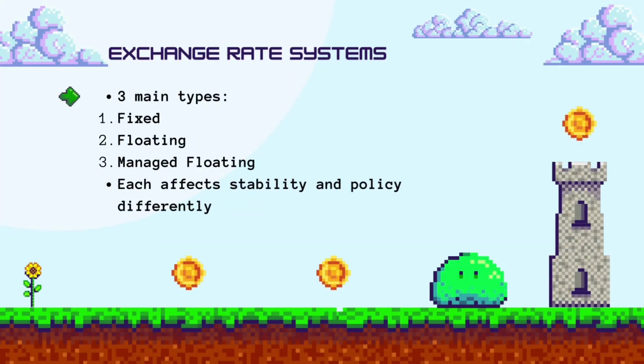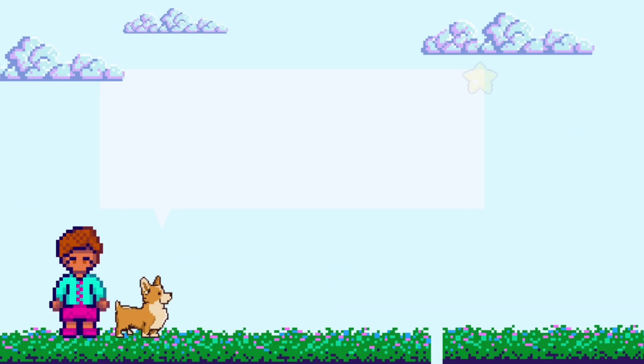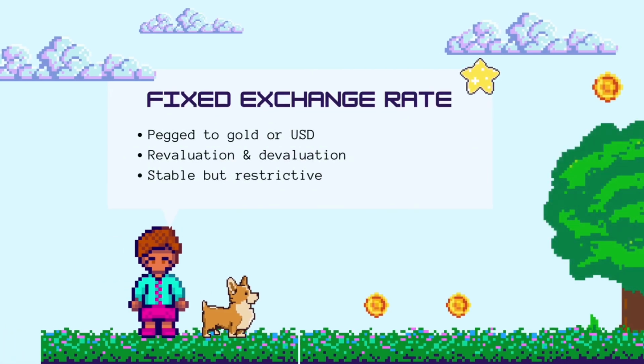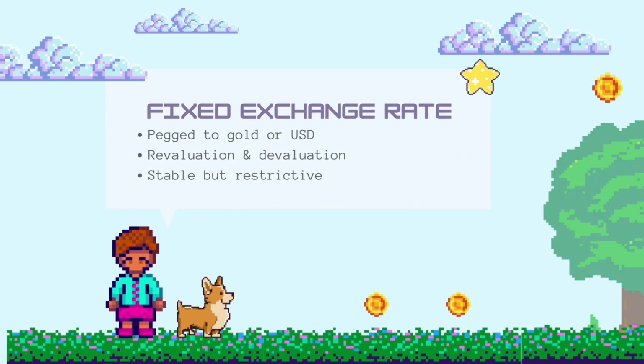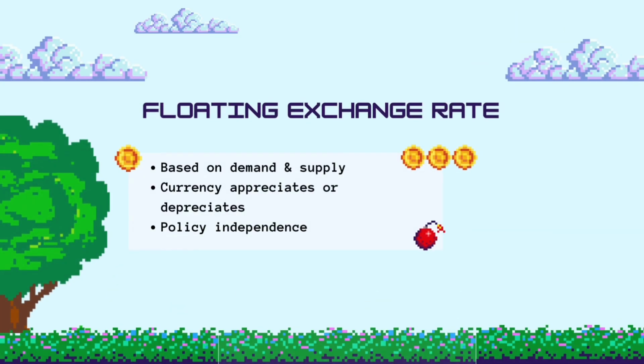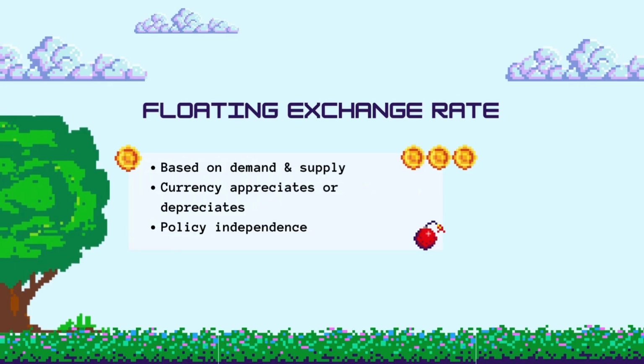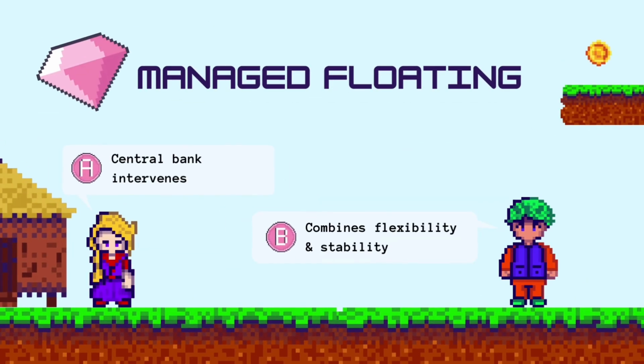Countries adopt one of three systems: fixed, floating, or managed floating. Each offers a different level of control and flexibility. Fixed systems peg currency to gold or the US dollar. They offer stability but reduce flexibility and require difficult economic adjustment. Floating rates shift based on market forces. They allow countries more policy freedom but can cause volatility in currency value. In managed floating, central banks step in to influence the rate when needed. It blends the benefits of fixed and floating systems.